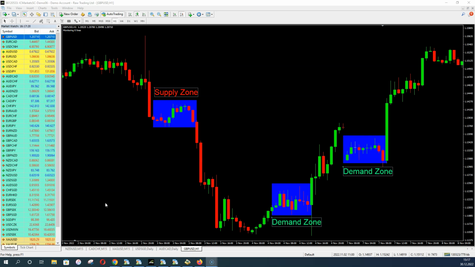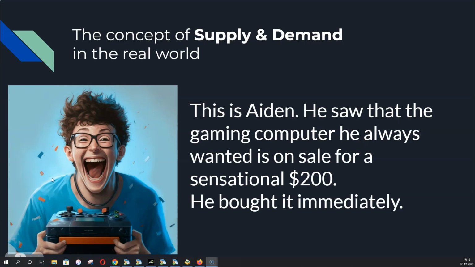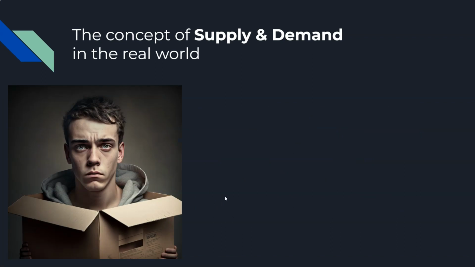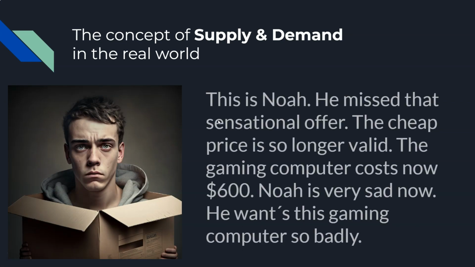And we are very close now to our first trade examples, but to help you fully understand what's driving the markets, I'll switch for a minute to the real world. So let's meet Aiden. He saw that the gaming computer he always wanted is on sale for a sensational $200. He bought it immediately. And this here is Noah. Noah missed that sensational offer. The cheap price is no longer valid. The gaming computer costs now $600. Noah is very sad, of course, because he wants this gaming computer so badly.